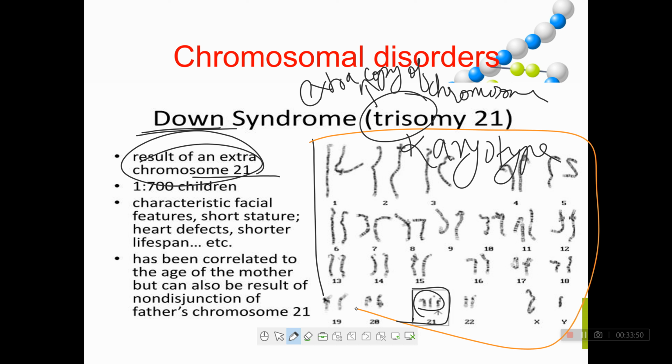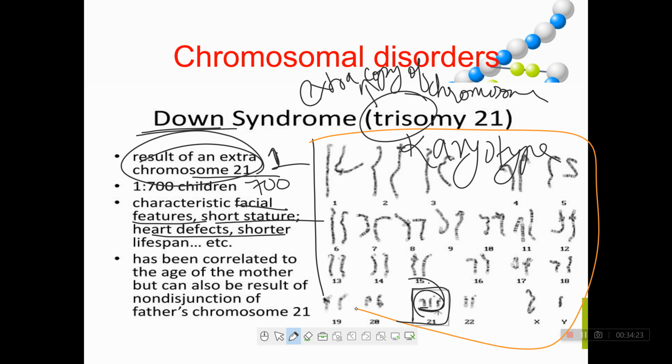Actually, there are 2 chromosomes, a pair of chromosomes, but here 3 chromosomes are present. That is a trisomy, right? Result of an extra chromosome, that is 21. It happens in 1 in 700 children. Characteristics are facial features, short stature, heart defect, shorter lifespan.